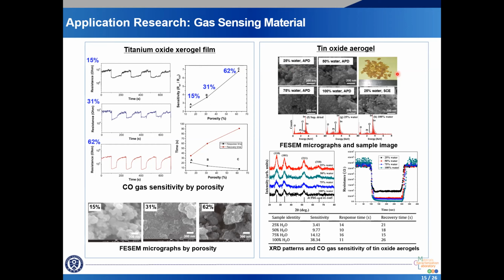Pore size of tin oxide aerogel samples was controlled using the variation of additive water amount for the hydrolysis reaction to reveal the relationship between pore structure and gas sensitivity. As we can see in the figure, the carbon monoxide gas sensitivity of tin oxide aerogel was enhanced with increasing water content. That is to say, as the water content increased, the pore structure was maintained well.